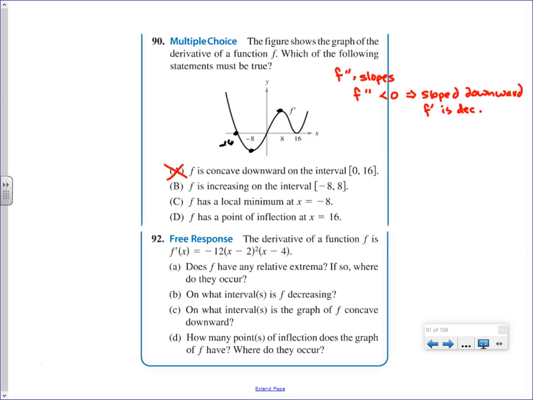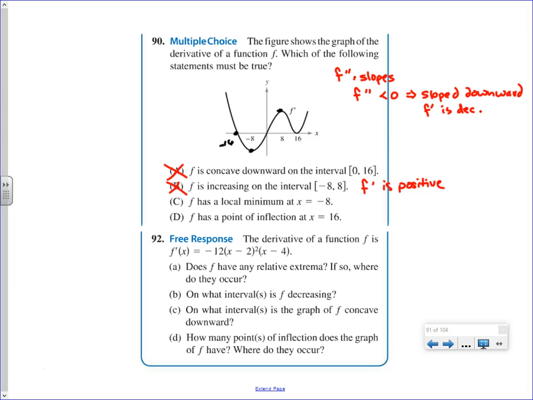B, increasing. What do we know about increasing? F is increasing when F prime is positive. And if I have a graph of F prime, F prime is positive when it is above the axis. Where is F prime above? Here, and all of here. So negative 8 to 8? Oh, no, it's below. He's above from negative infinity to negative 16, and from 0 to infinity, but he's not above all the way from negative 8 to 8. Doesn't work.